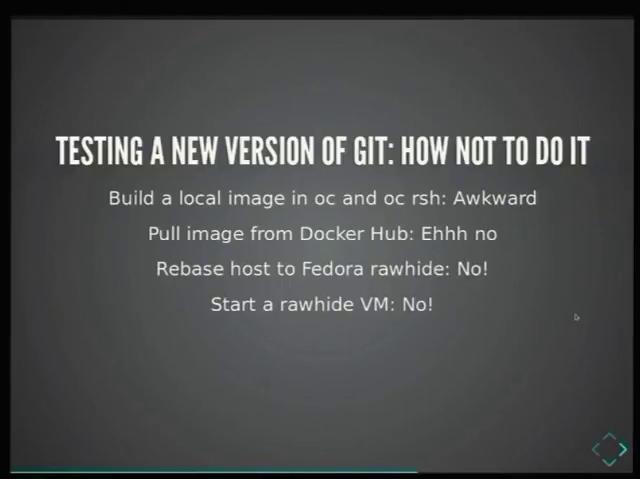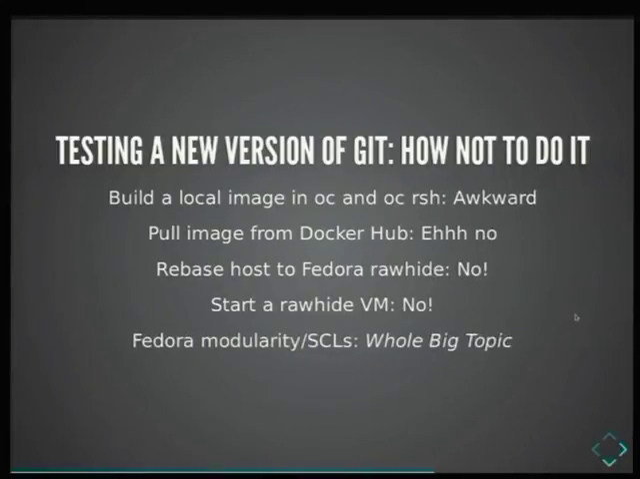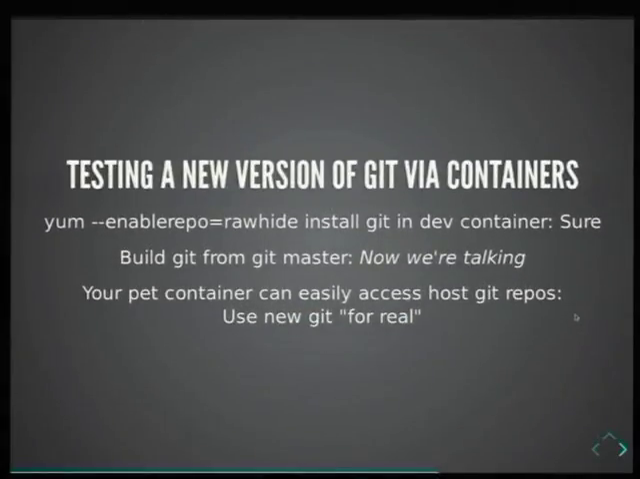So yeah, would I just rebase my whole host system to Fedora Rawhide? Obviously insane, right? Should you spawn a Rawhide virtual machine? Well, sure, you can. That's the old school way to do it, right? Yeah, obviously there's modularity, which is all about multiple versions. I'm not going to talk too much about that. When you start to use containers to test things, everything just gets better than using VMs, right?